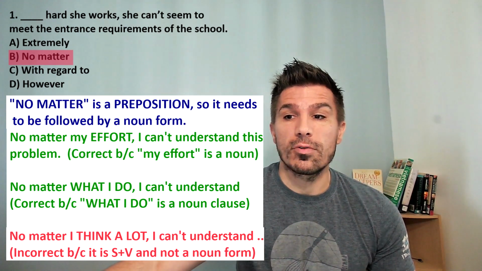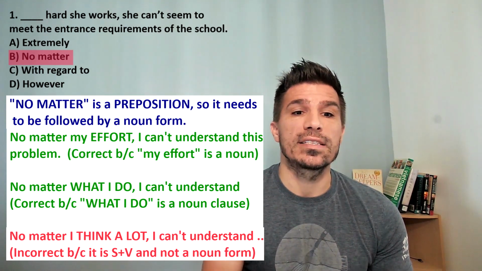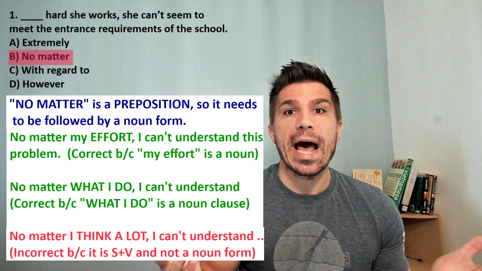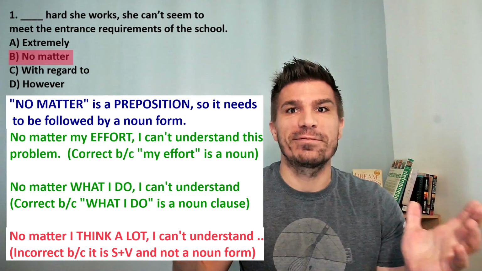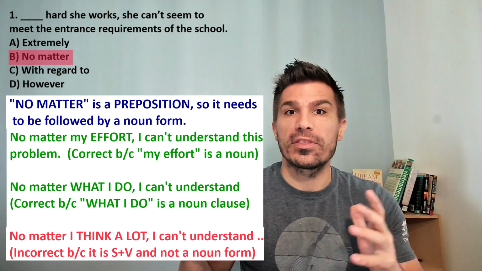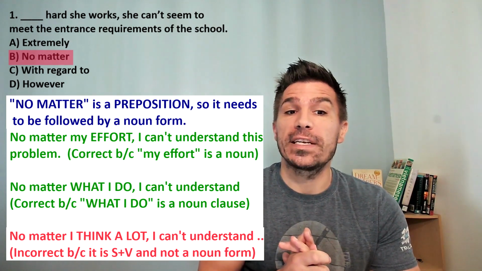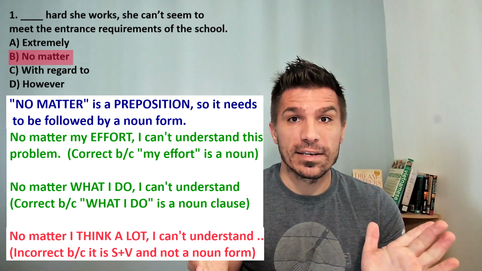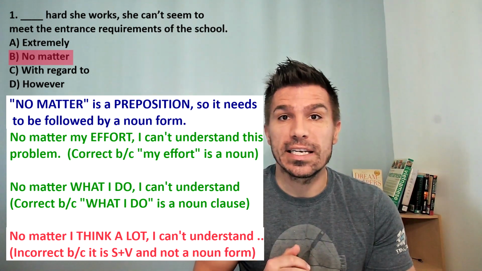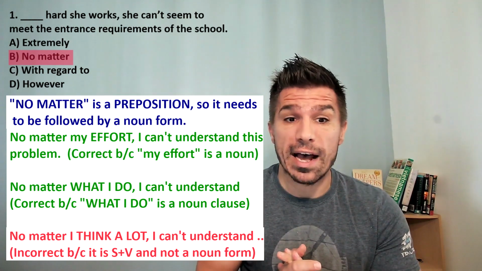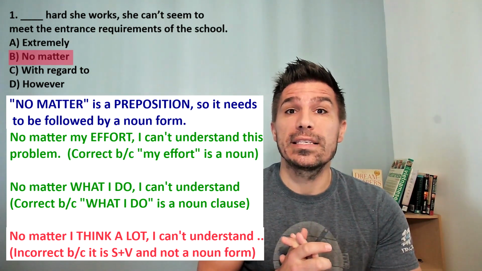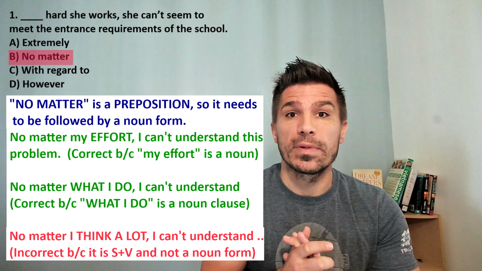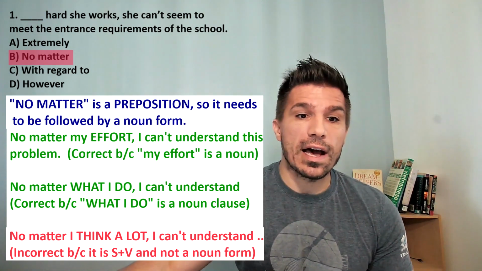So if we look at the question here, it says, no matter hard she works. Well, there's no noun form here. It's this strange adjective subject verb situation, but there's no noun here. Now, if it said, no matter how hard she works, that would be fine because how hard she works is a noun clause, but we don't have how. So B is incorrect because after no matter, you need a noun form. No matter is a preposition. So get rid of no matter.